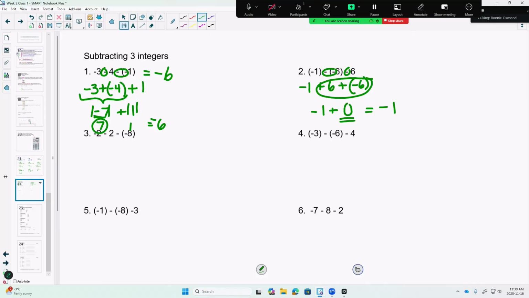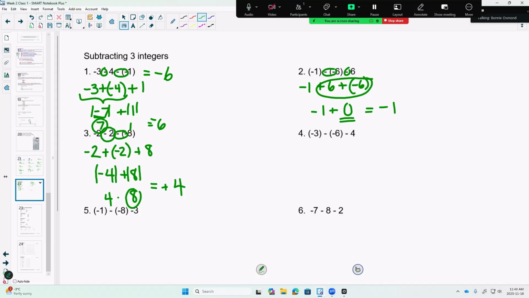Okay, number 3. Negative 2 minus 2 minus negative 8. So negative 2 stays the same. Changing minus 2 to plus negative 2. And minus a negative to plus 8. So here I've got negative 2 plus negative 2, which will give me negative 4 plus 8. Absolute value of negative 4 is 4. Absolute value of 8 is 8. And after a while, you don't even need to write this down. You just do it in your head. So I've got 4. I'm doing 8 take away 4, which is 4. 8 is bigger. It's positive, so my answer is positive 4.